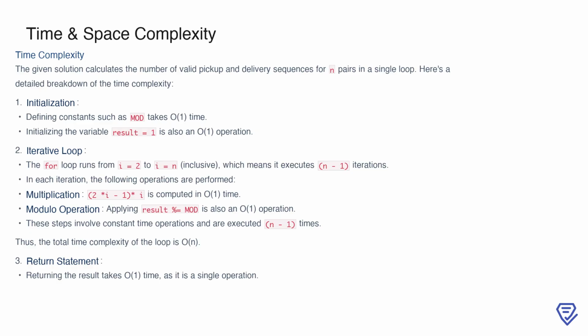Within each iteration, we perform 2 key operations: calculating (2*i - 1) * i, which is a multiplication and happens in O(1) time, and then applying the modulo operation, result %= mod, which is also O(1). Since both of these are constant time operations and they occur n-1 times, the total time complexity contribution from the loop is O(n). Finally, the return statement, which outputs the computed result, is a simple O(1) operation. When we sum up all these steps, the overall time complexity of the solution is determined to be O(n).